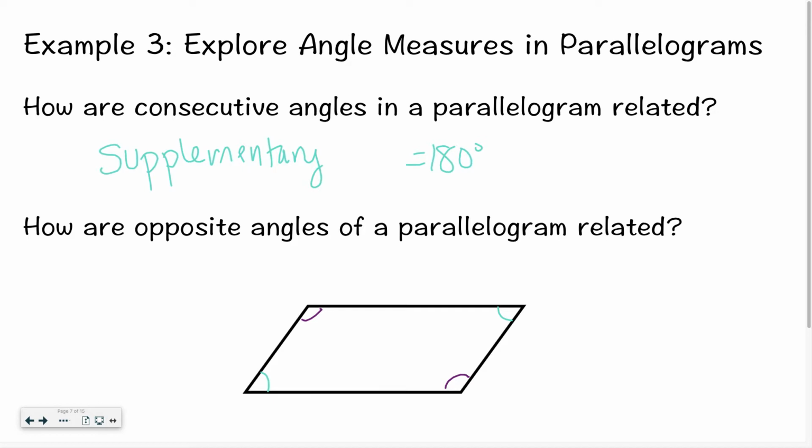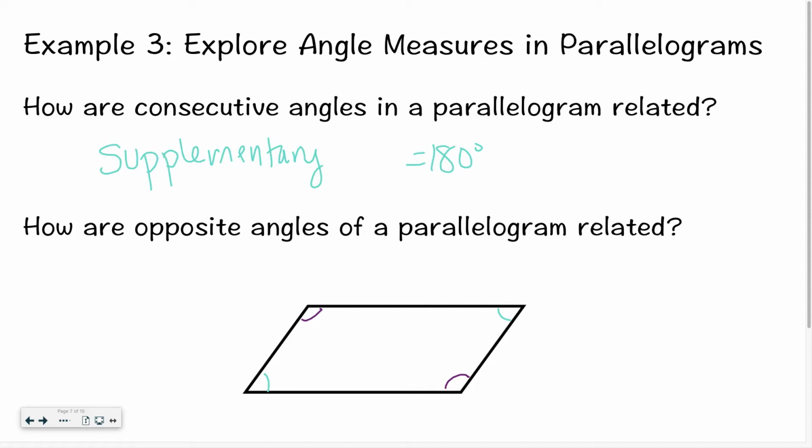If you think about it, here's one set of my parallel lines, and here could be my transversal. These 2 angles are consecutive interior. Consecutive interior were the only ones that were not congruent that we talked about at that time of the year. All right, then let's talk about how opposite angles of a parallelogram are related.